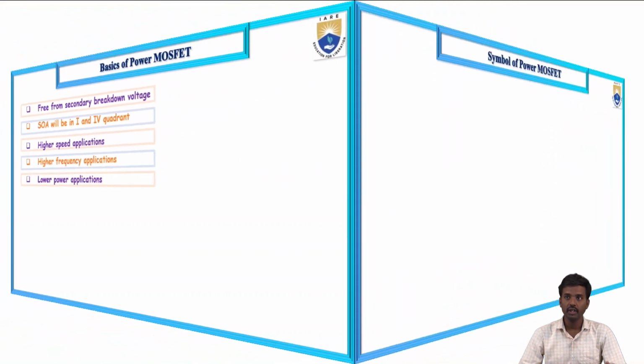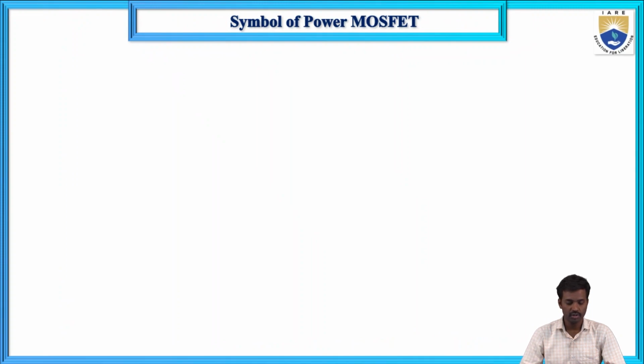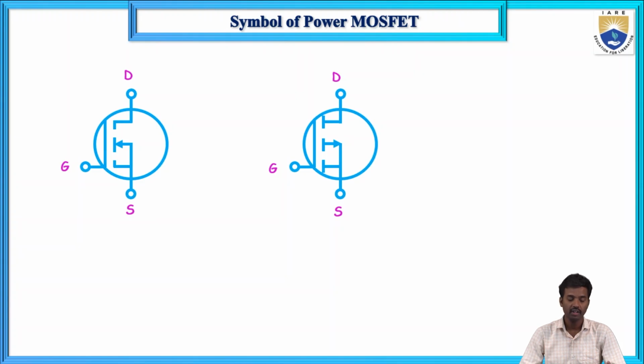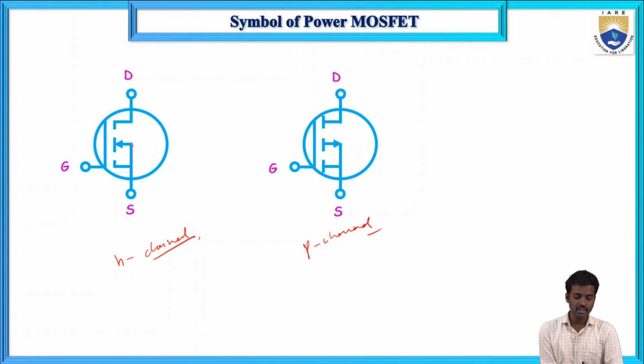So now here, the symbol of power MOSFET looks like this. First it has a drain. This is the drain, this one is the source, and this one is the gate. This is the N channel power MOSFET and this is the P channel power MOSFET. Here the arrow orientation is away from the source and here the orientation is towards the source.